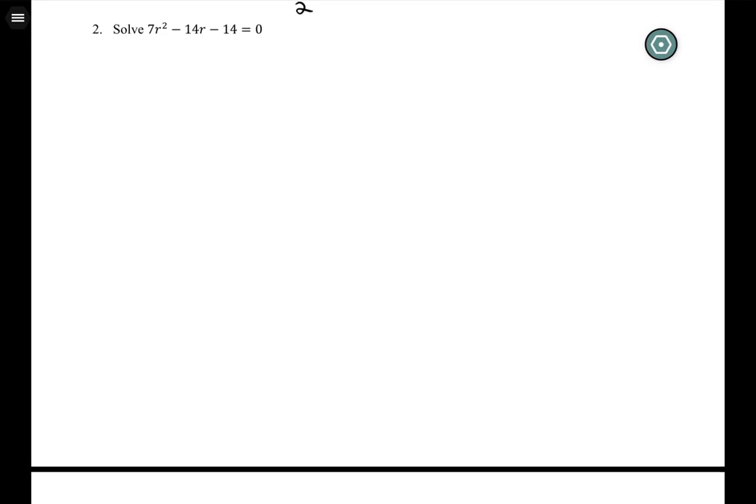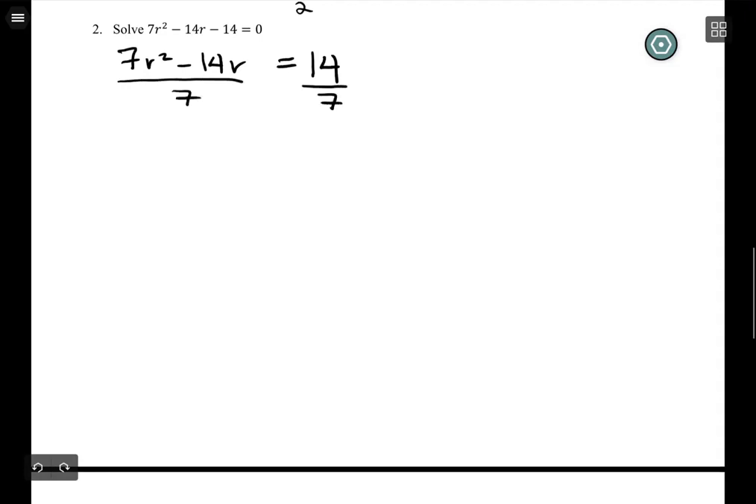So first thing is to isolate our r squared and r terms. To do that with an equation, you're going to move that constant, that minus 14, to the other side. So I'm adding 14 to both sides. Your next step is to make sure the leading coefficient is 1. Let me say it the way I said it earlier. With an equation, instead of just factoring that 7 out, you can actually divide it out completely. Just make sure you divide everything. You don't get to pick and choose. So 7r squared over 7 is just r squared. Negative 14r over 7 is negative 2r. And 14 over 7 is 2.